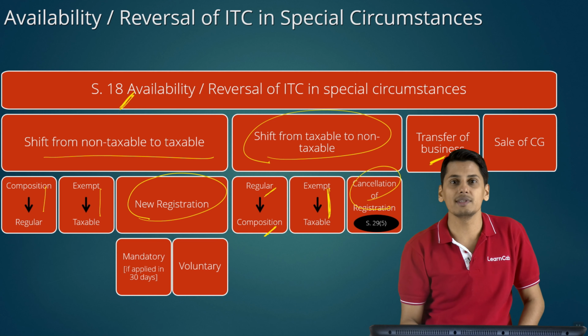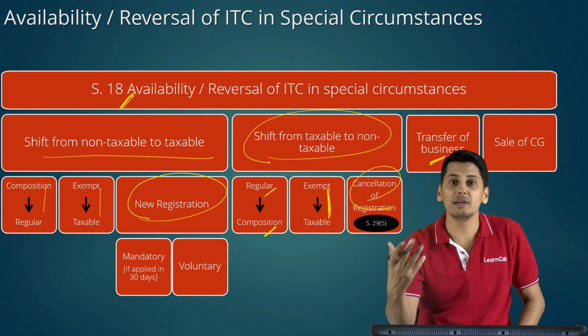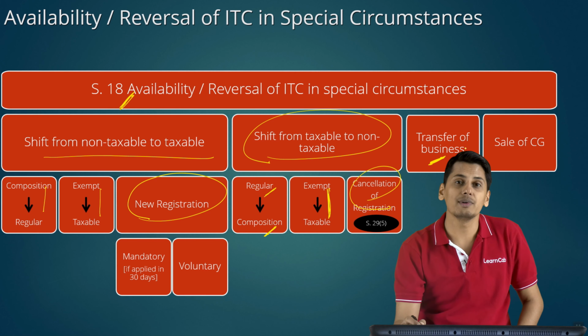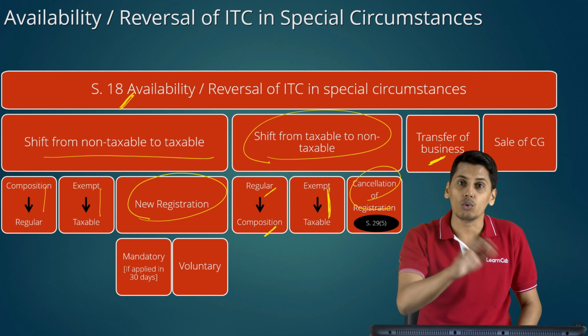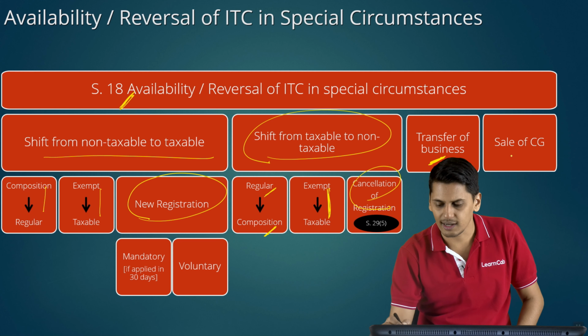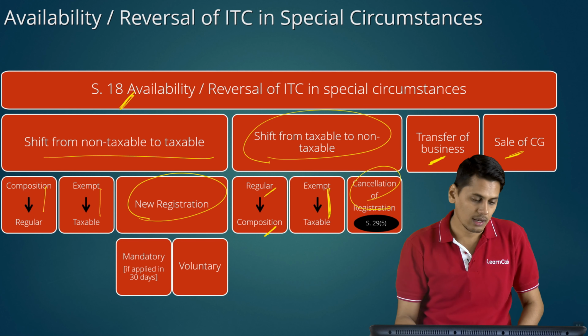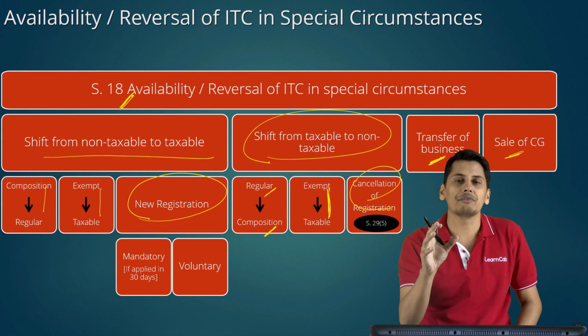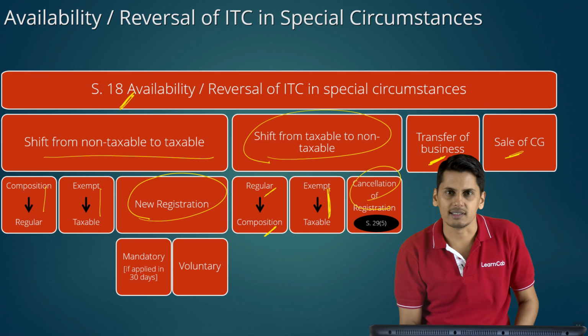There could be transfer of business, sale of business, there could be demerger. So in case of transfer of business, how about transferring credit from the old entity to the new entity? And at last, there could be sale of capital goods. Now friends, amongst these, the area of our interest as regards this amendment is as follows.